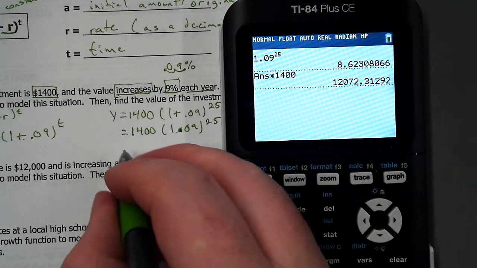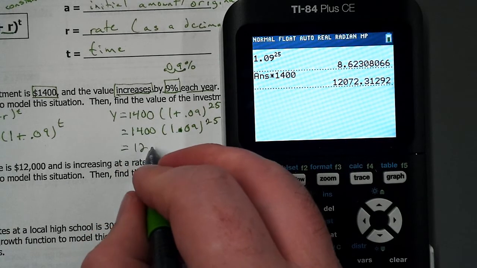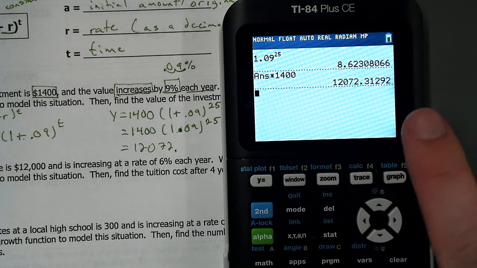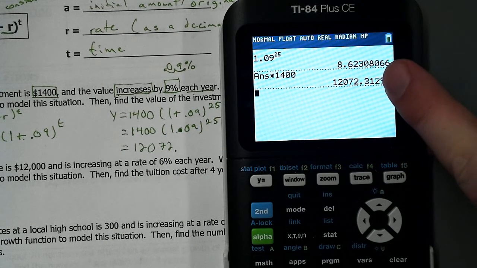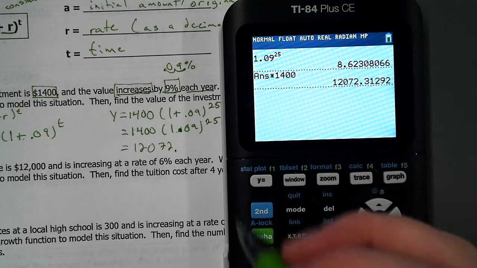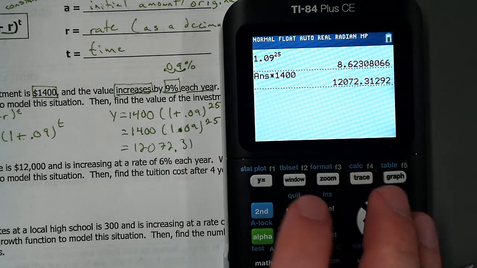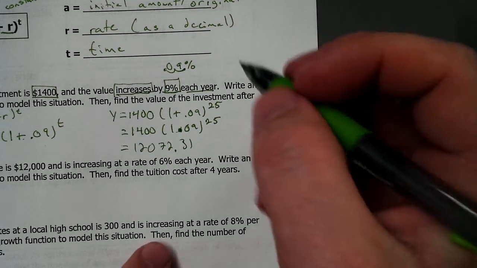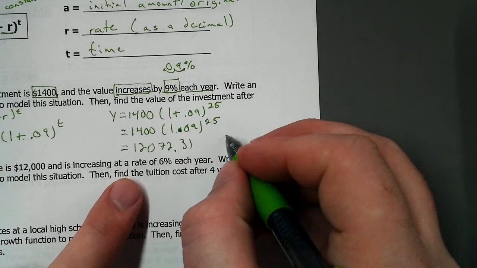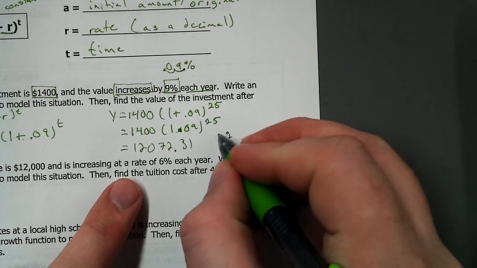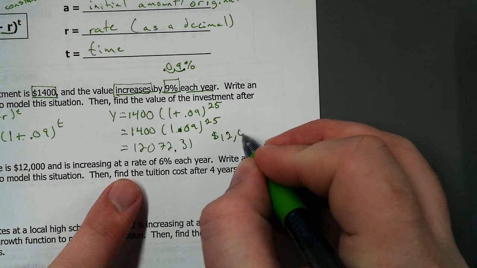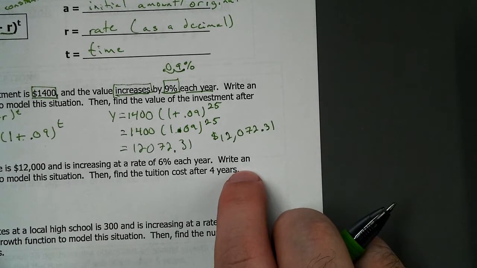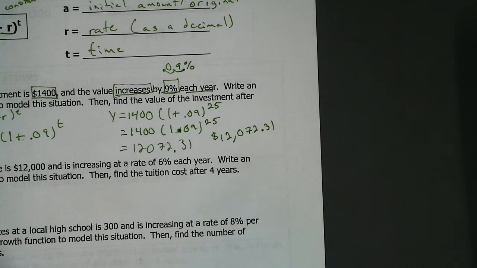So we get 12,072, and we're dealing with money, so let's go 2 decimal places. So the 312 means that one's going to stay the same, so 0.31. So he's going to have $12,072.31 if his investment goes for 25 years and the rate is 9%.